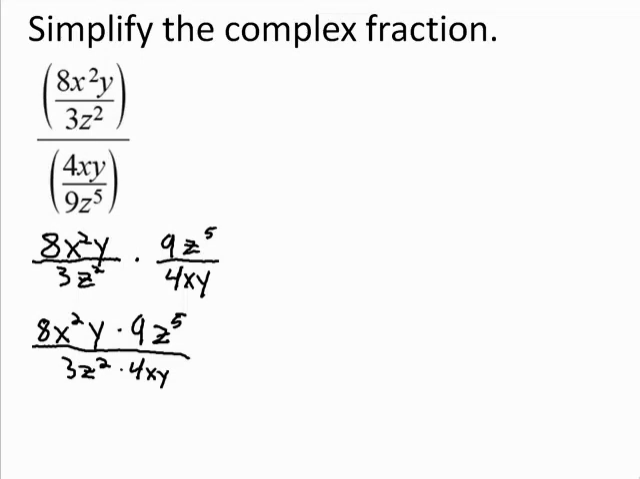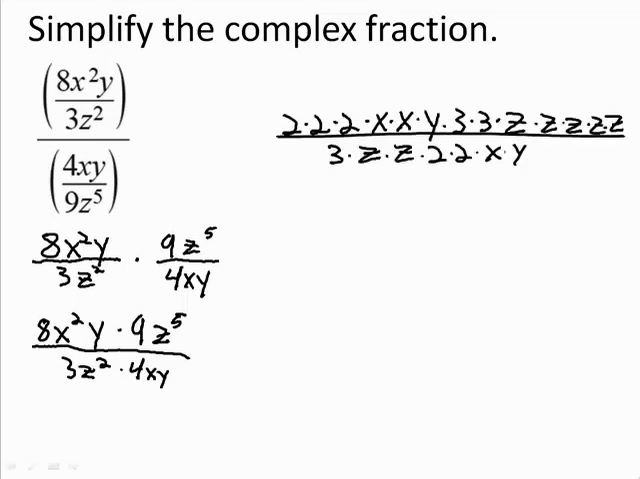Break each factor into its prime factors. 2 times 2 times 2 times x times y times 3 times 3 times z times z times z times z times z divided by 3 times z times z times 2 times 2 times x times y. A 3, 2 z's, 2 2's, an x and a y cancel out of the numerator and denominator. You are left with 2 times x times 3 times z times z times z. This simplifies to 6xz cubed.